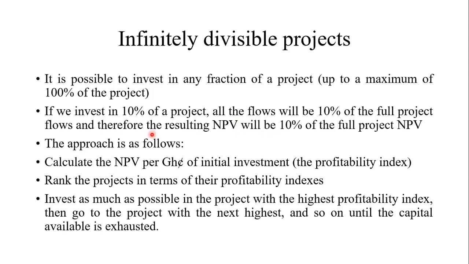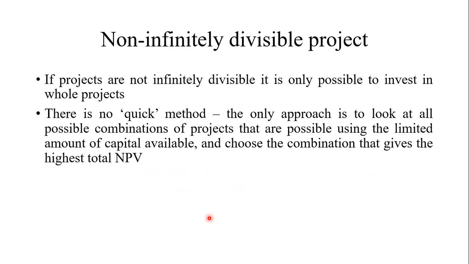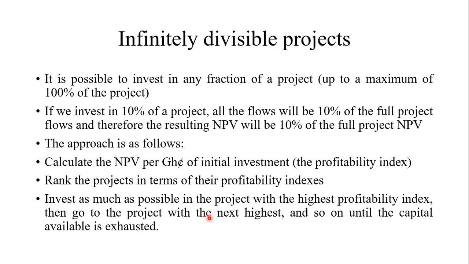Now, that's how we approach such questions. First of all, you calculate the NPV per Ghana cedi of initial investment. That is what we refer to as profitability index. You now rank the projects in terms of their profitability indices, and then invest as much as possible in the project with the highest profitability index. We'll take an example and see how this works. So this is for an infinitely divisible project.